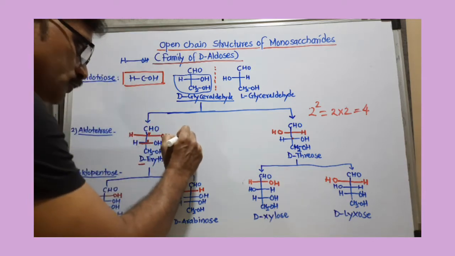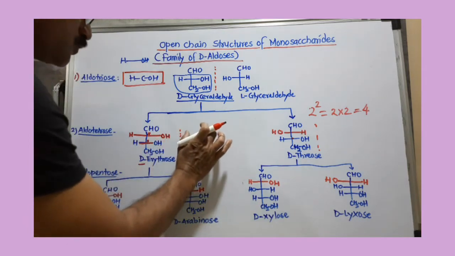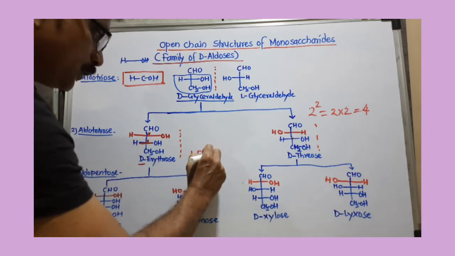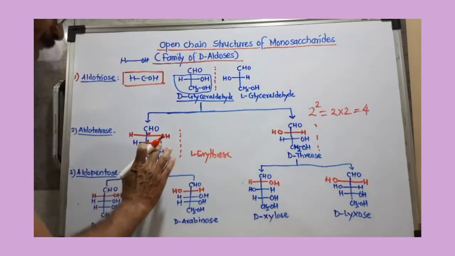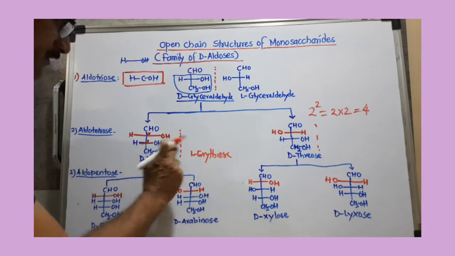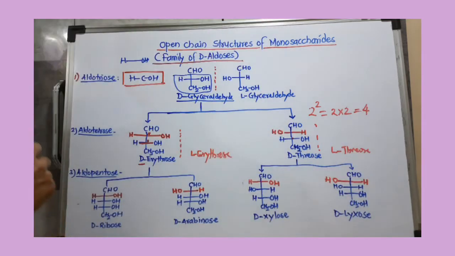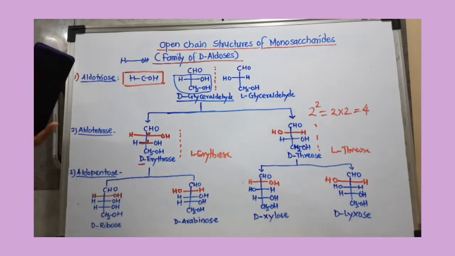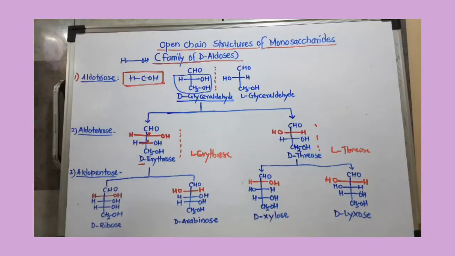You can draw the remaining 2 by putting a mirror here and drawing the mirror image of this one. If you draw the mirror image, you can see the configuration will be changed. That will be L-erythrose. I'm not going to draw that structure; you practice on paper. So that will be L-erythrose, the enantiomer of this, and this will be L-threose. In this way you can draw 4 stereoisomers for this aldotetrose, and that formula you should know, 2 to the power n. So this is how to draw the remaining 2 stereoisomers. I hope you understood.